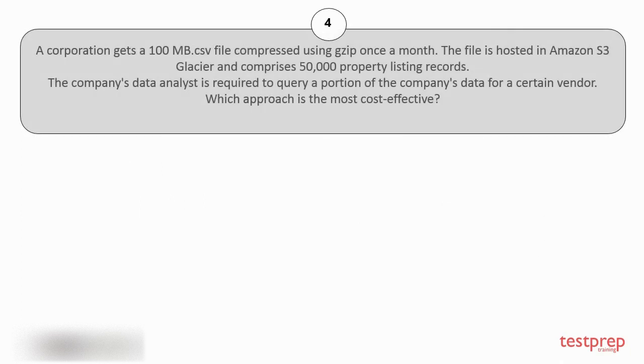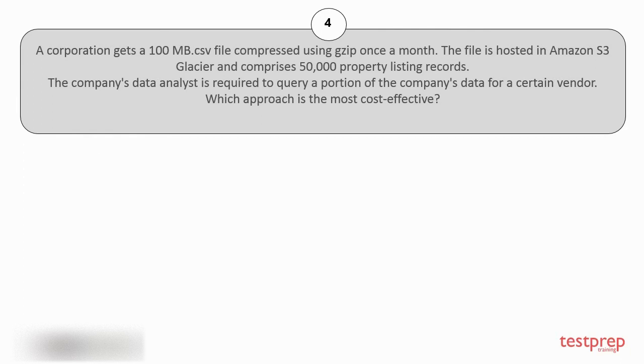Question number 4. A corporation gets a 100 megabytes .csv file compressed using zip once a month. The file is hosted in Amazon S3 Glacier and comprises 50,000 property listing records. The company's data analyst is required to query a portion of the company's data for a certain vendor. Which approach is the most cost-effective?